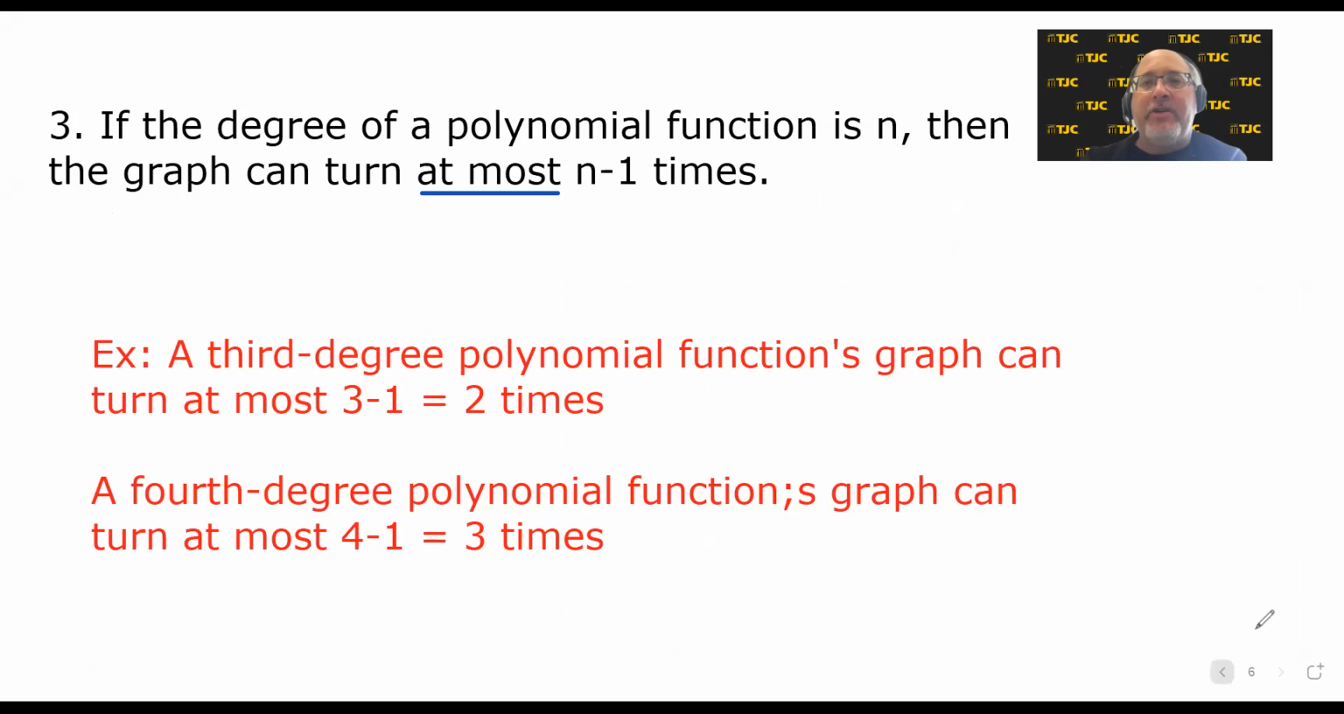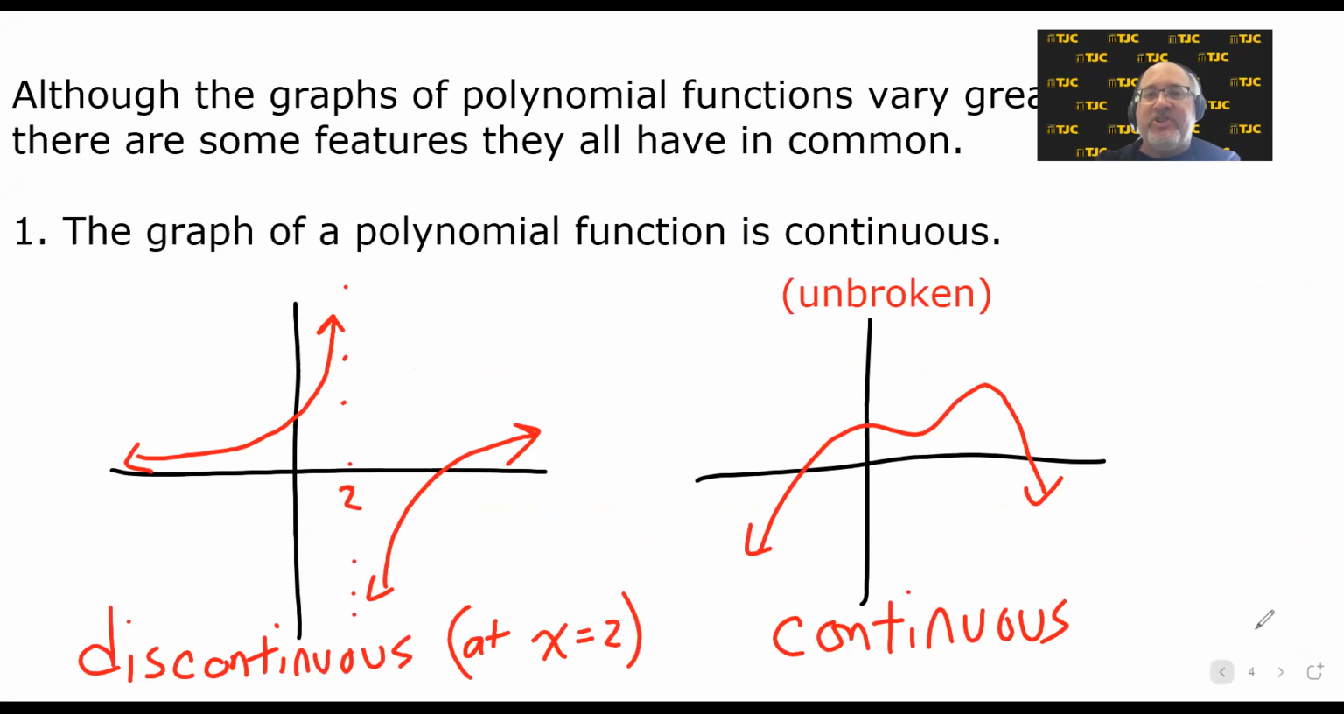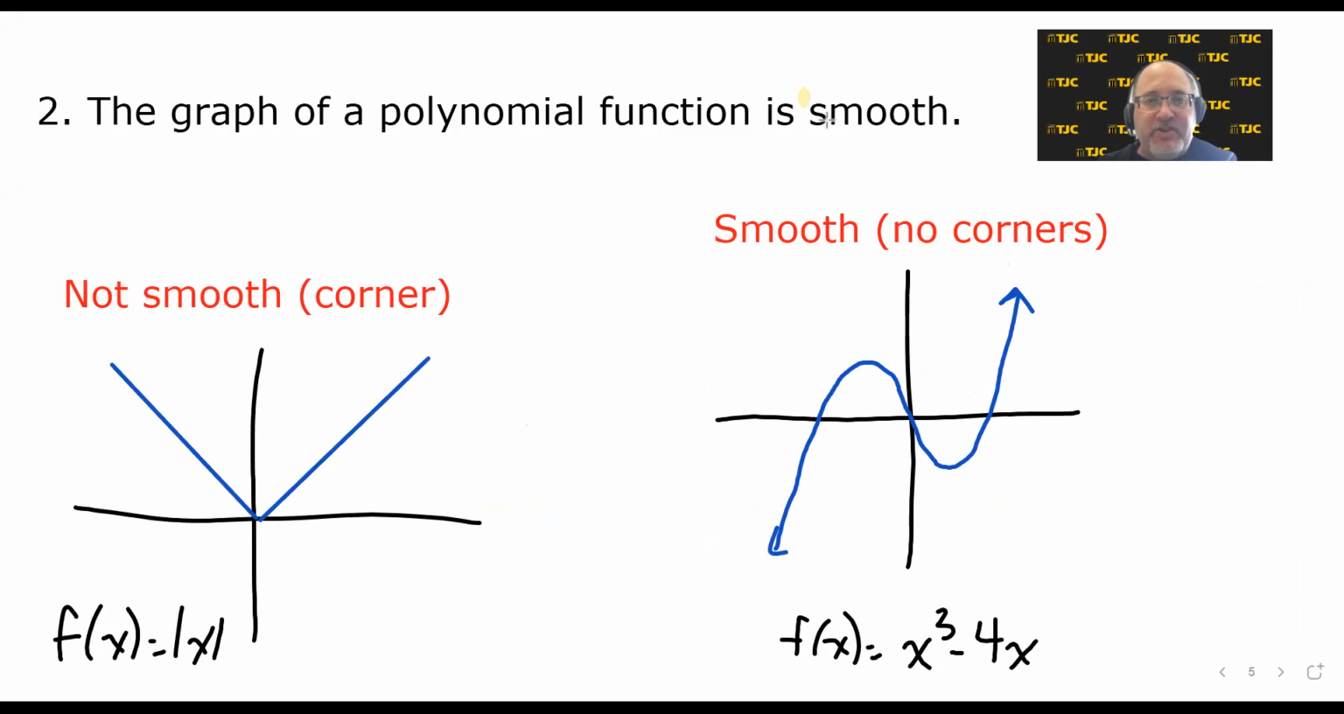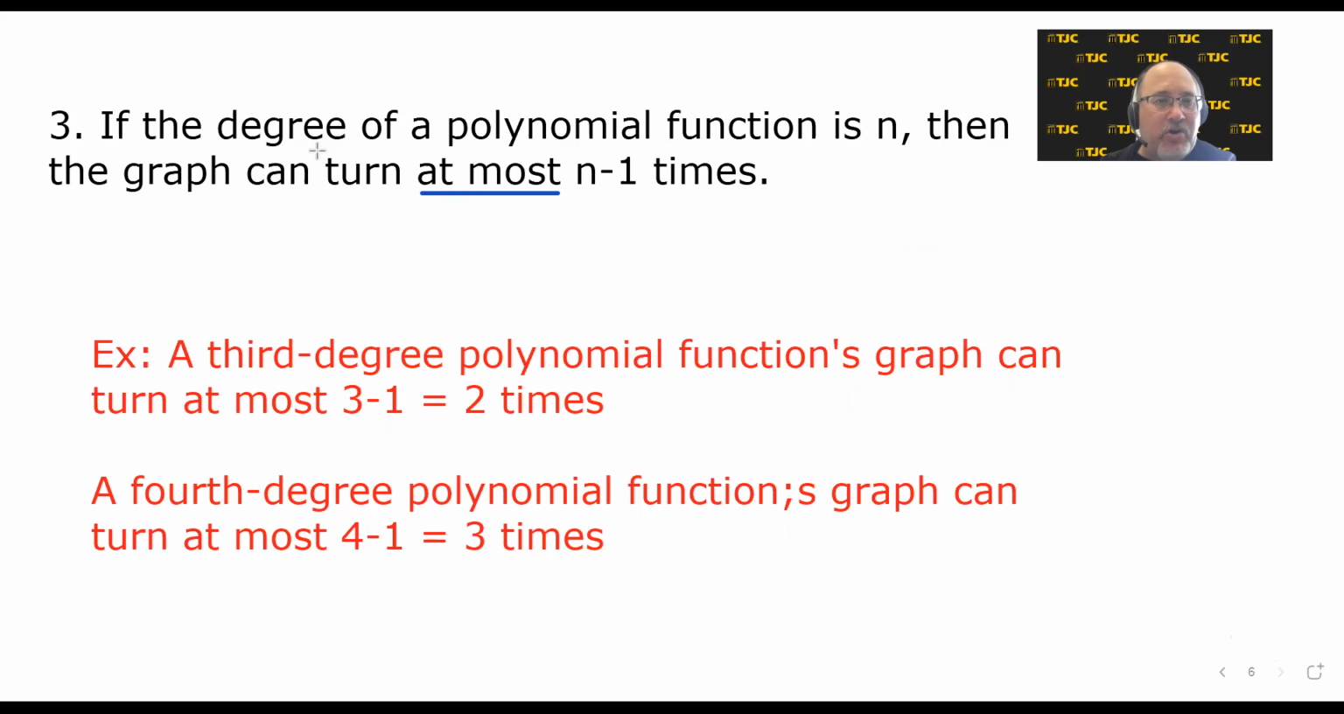So those are the 3 characteristics you need to know about the graph of a polynomial function. It's continuous. I'm going to highlight the important words. It's continuous. It's smooth, meaning no corners, and it can turn at most n minus 1 times. You just have to remember that n is the degree.